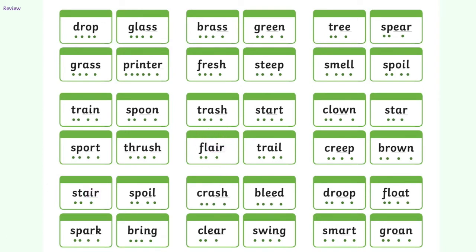Okay, next one. This is our last one, and you are looking for the ow sound. The ow sound. 10 seconds, off you go. Did you find them? There they are. We had clown and brown, both with this OW spelling of the ow sound.